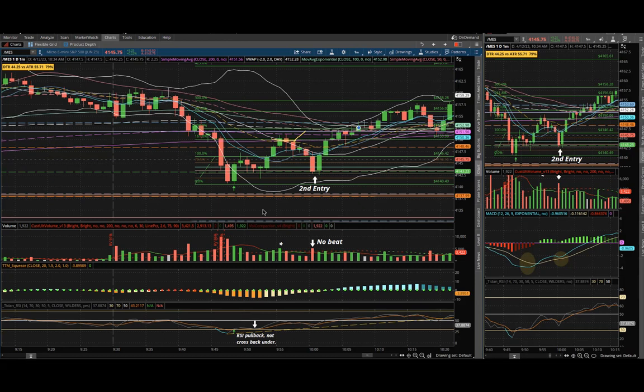So right here, the 161 lines up with the 50 RSI. Right there, it should tell you that's going to be heavy resistance.